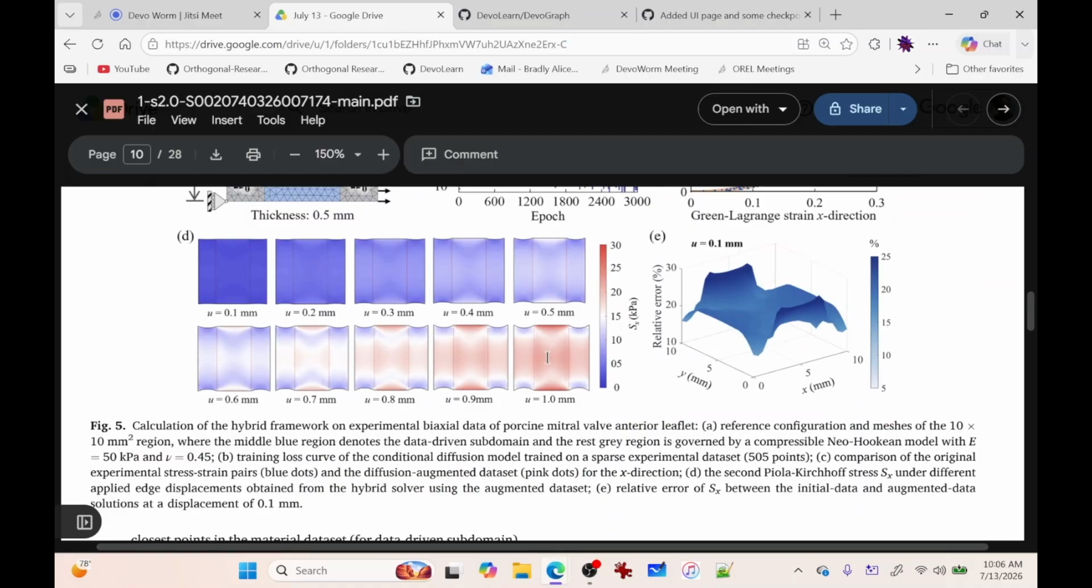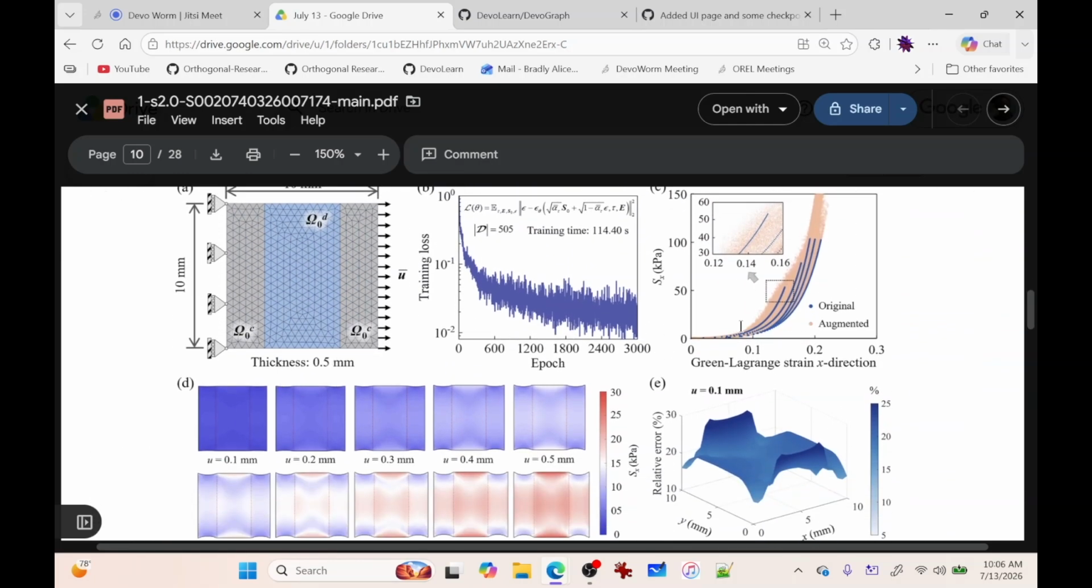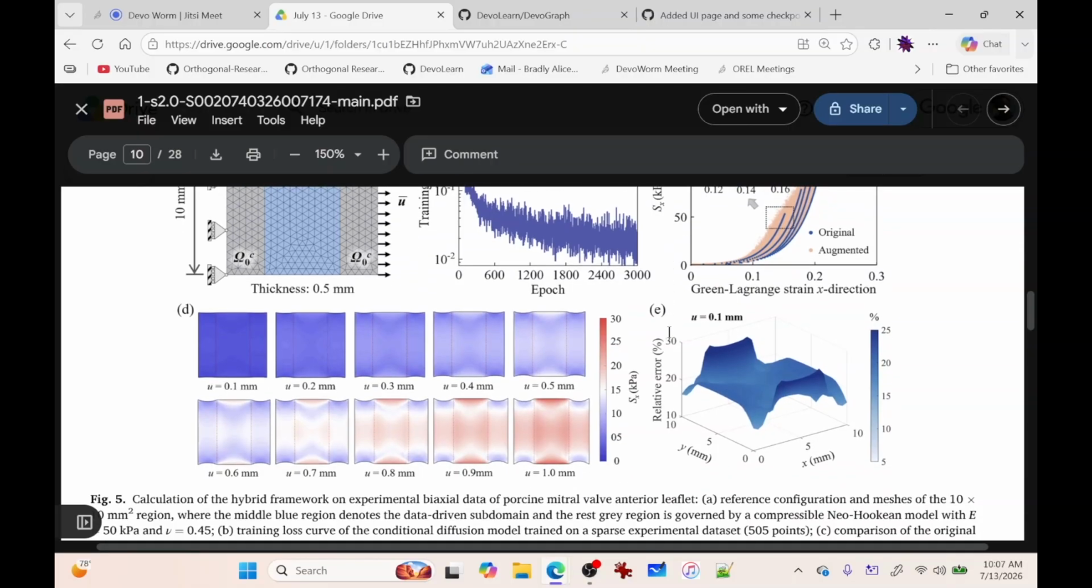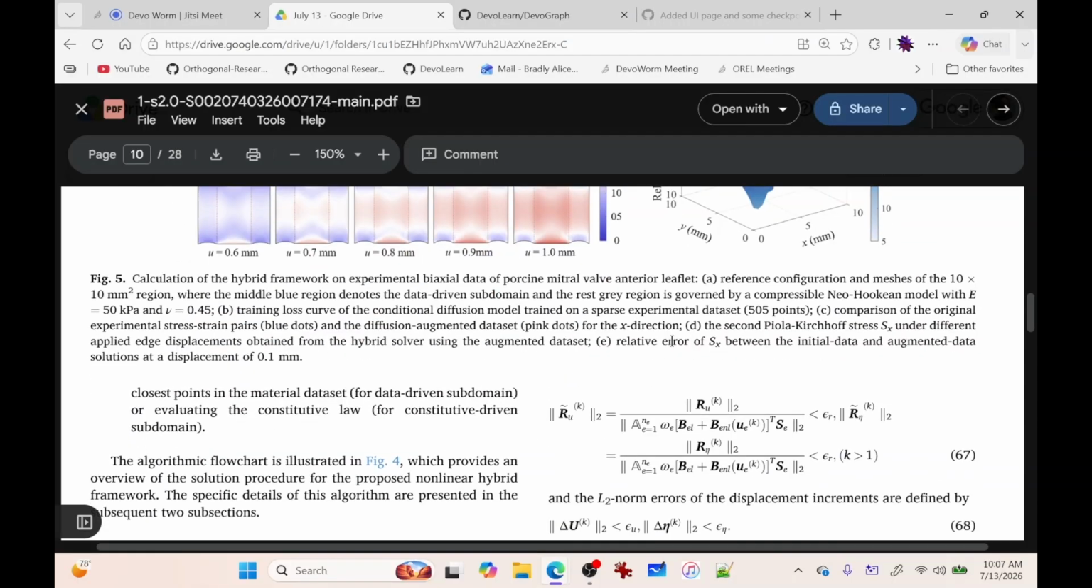This is figure 5. This is just showing some of the calculations on experimental data. So this just shows some of the data that they have here. I'm not going to go through the data, but this just shows what the output maybe should look like.